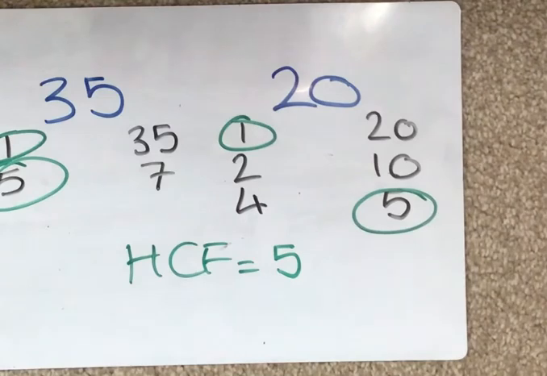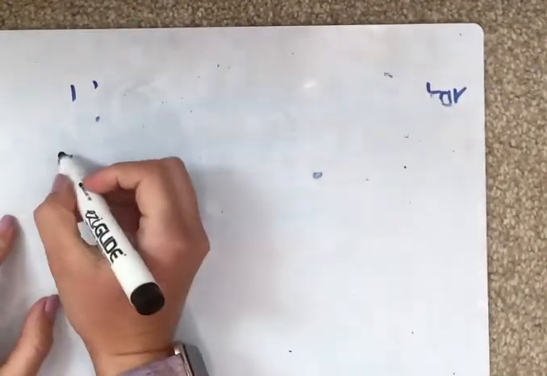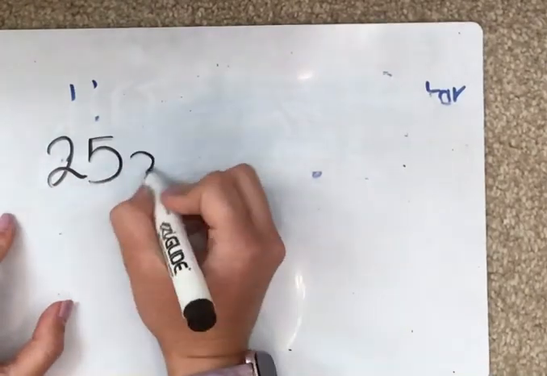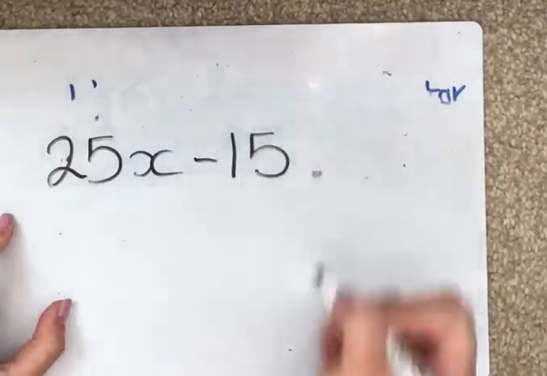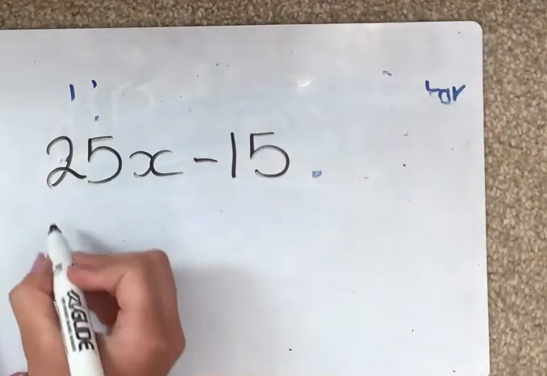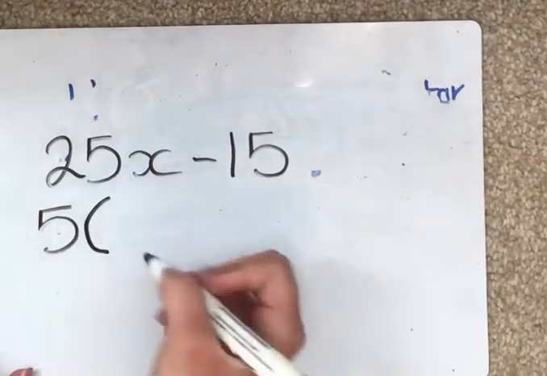Now, we use that logic when we are factorising single brackets. So if we have something like, let's say we've got 25x minus 15. Okay, I think, what do 25, x and 15 have in common? Well, I'm looking just at the numbers and they both have a 5 in common. So I take out a 5 outside my brackets.